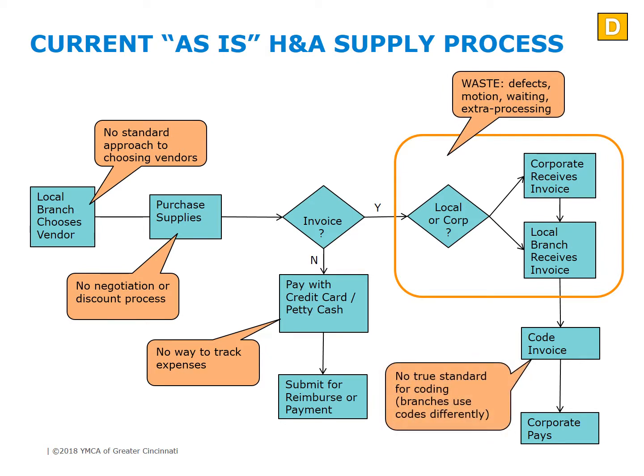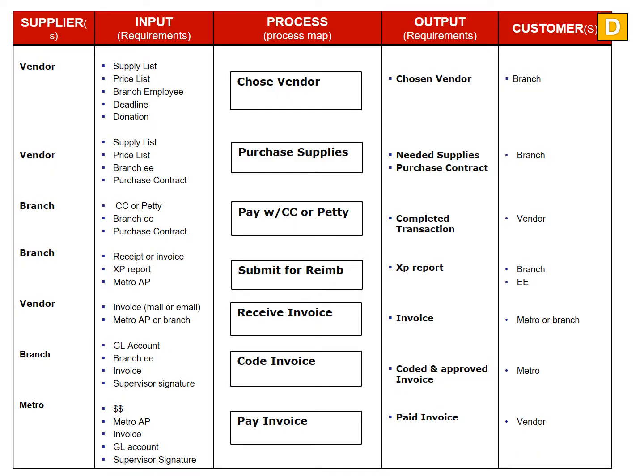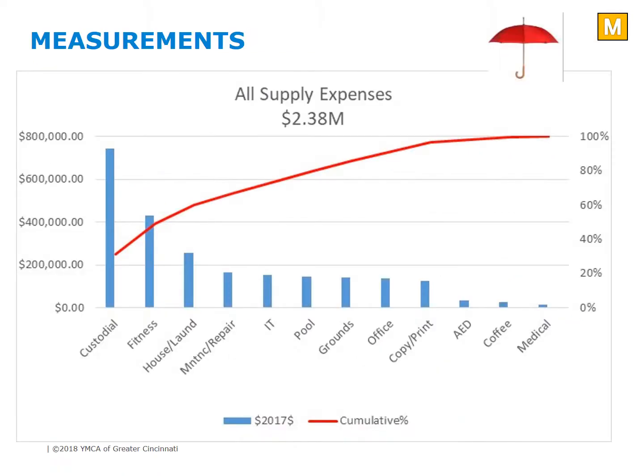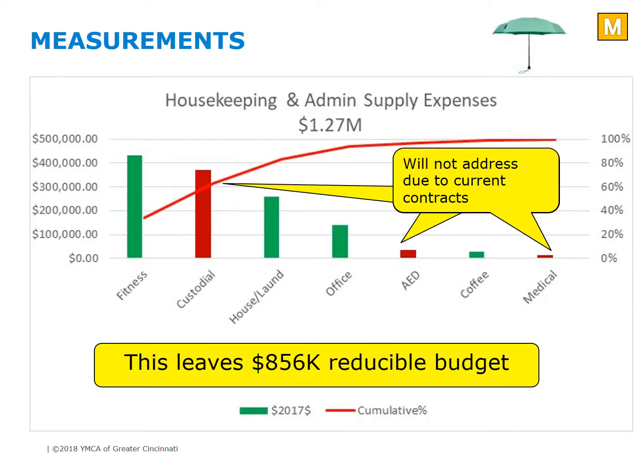The SIPOC is a more detailed look at each of the process steps, including suppliers, inputs, outputs, and customers. This Pareto chart shows the breakdown of the overall $2.4 million supply expense budget. A more detailed Pareto shows how the housekeeping and admin team identified constraints that governed how much of the budget could realistically be affected.